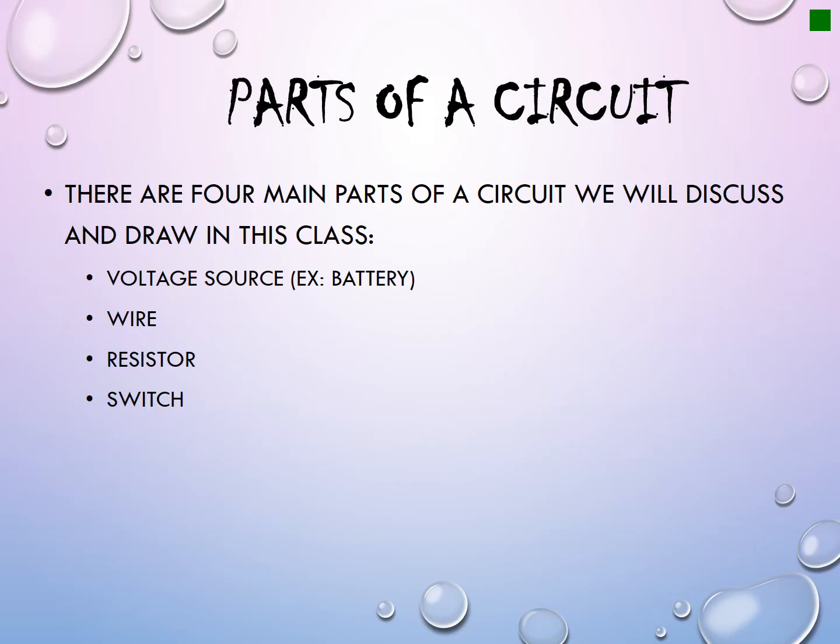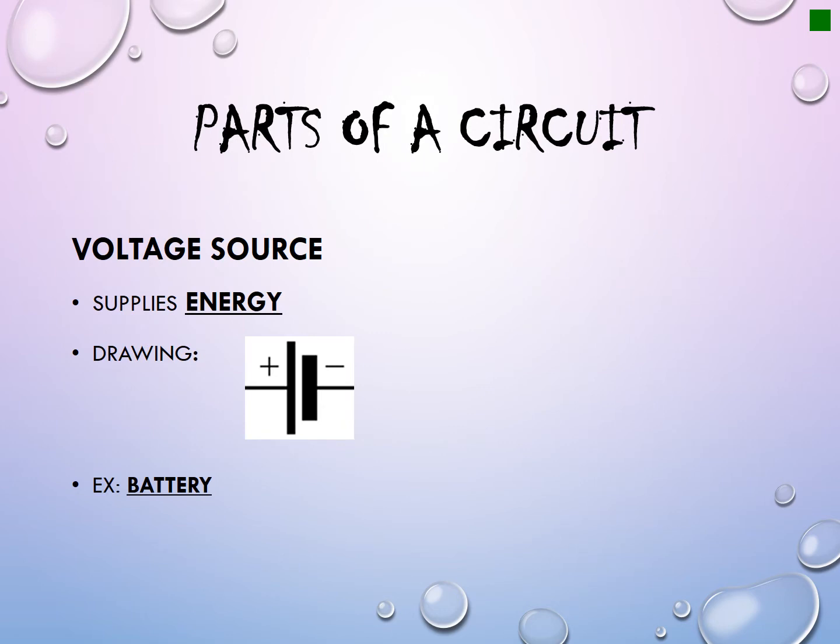All right, there are a few parts of the circuit that you're going to have to know how to draw, and kind of what they do. So you've got a voltage source. That is your battery, that is your source of energy. You have a wire, you have a resistor, and you have a switch. The voltage source is the one that supplies the energy. In this class, we'll always be using a battery. How you draw it is you draw one big line followed by a small line.